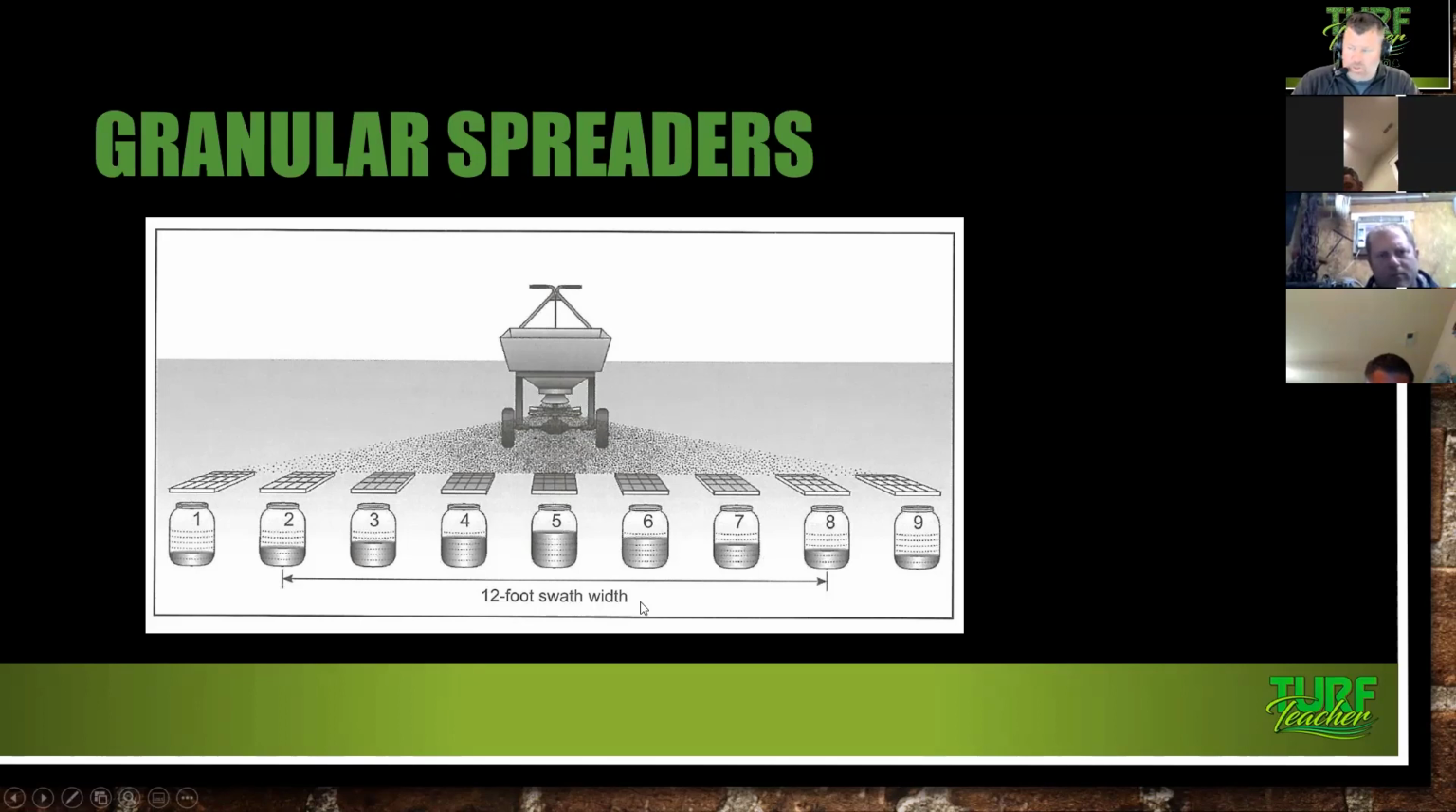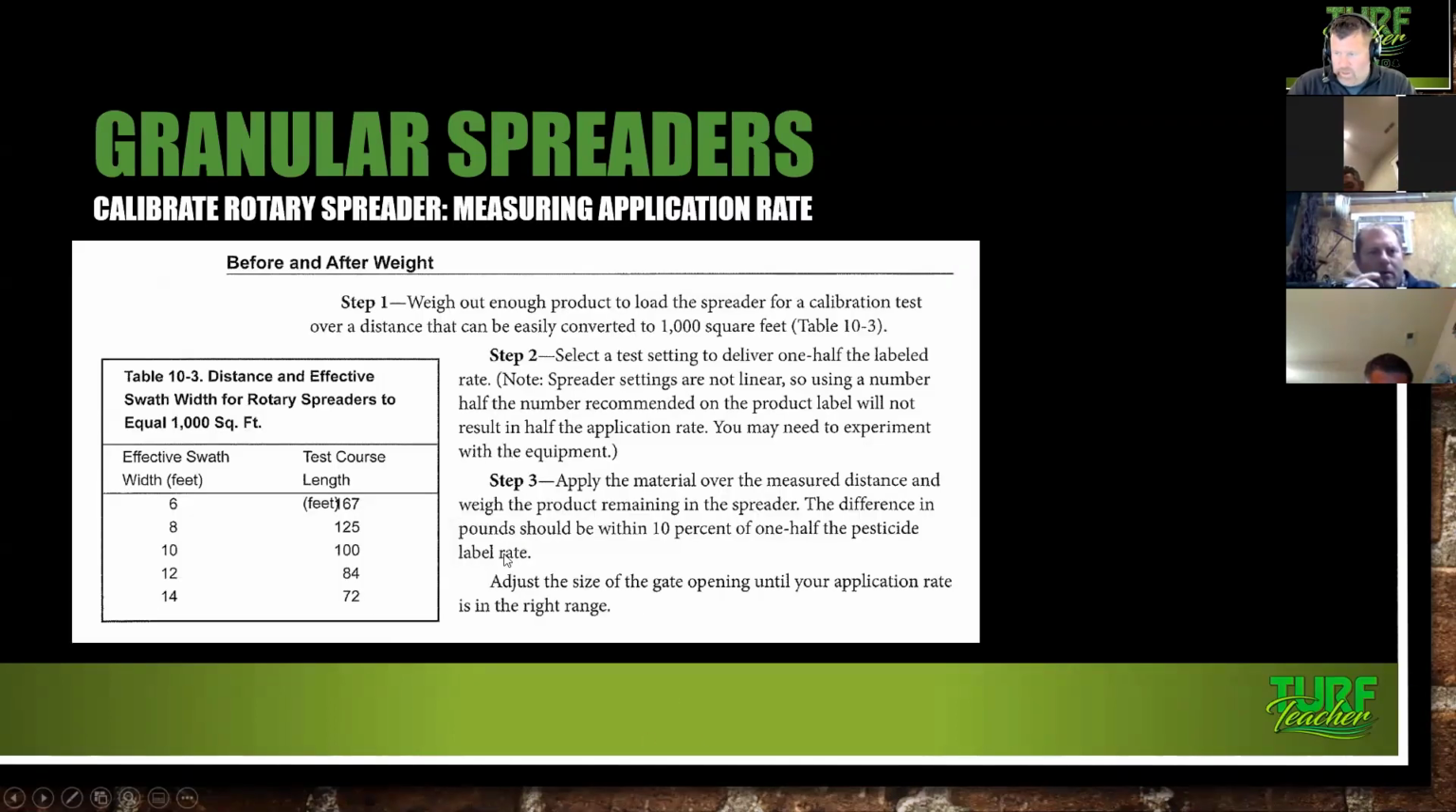Now, if we know our swath width of the spreader, we can jump into our core manual, and table 10.3 gives us the distance and effective swath width for rotary spreaders equal to 1,000. So what was our swath width? 12 feet. So we know our test course is going to be 84 feet.